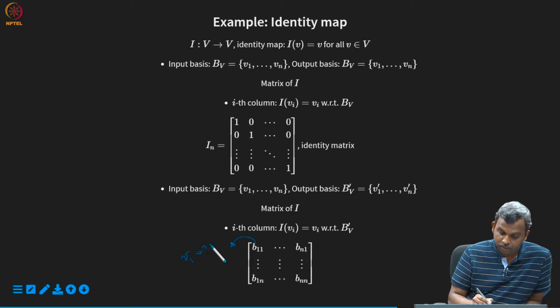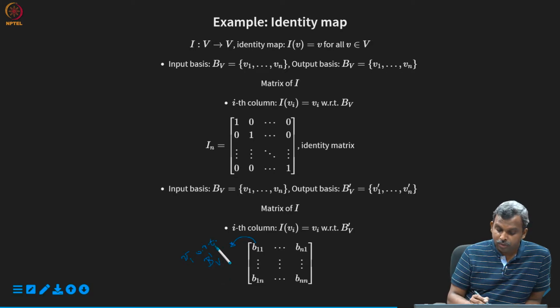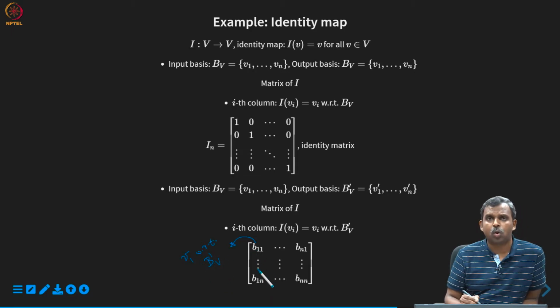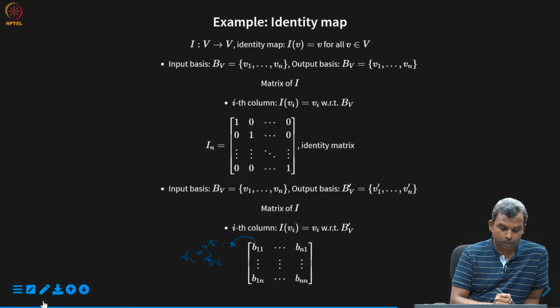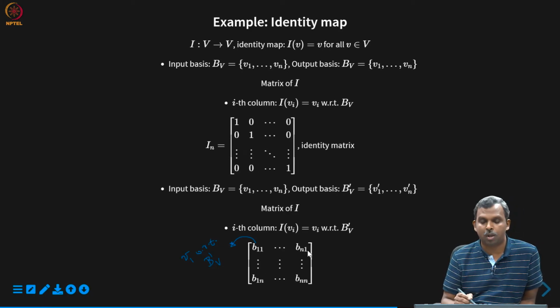Okay, so once again, to remind you, this is V1 with respect to B prime V. If it were V1 with respect to BV, I will get 1 0 0 0 again. But if it's with respect to another basis, I'm going to get some other coordinates, right? So that's what I'll get here. Okay, so remember that. But likewise, I find column after column.